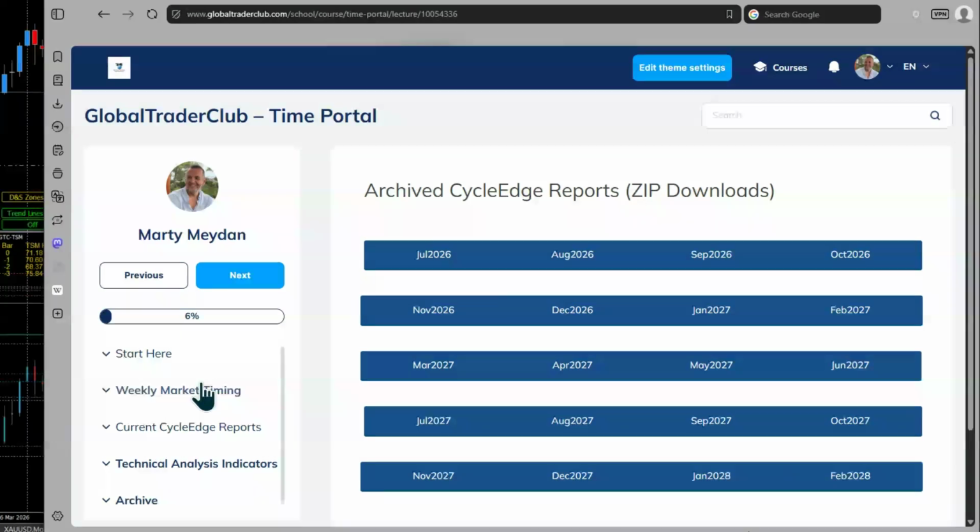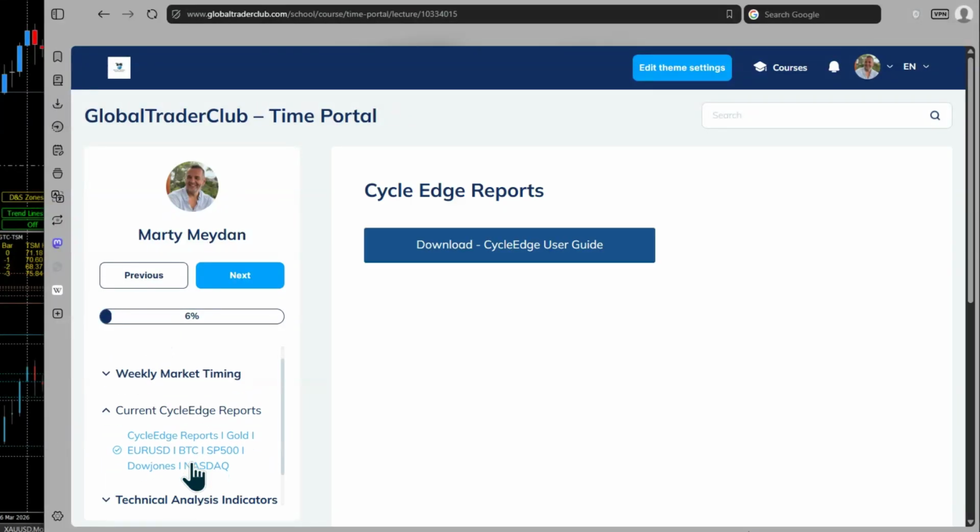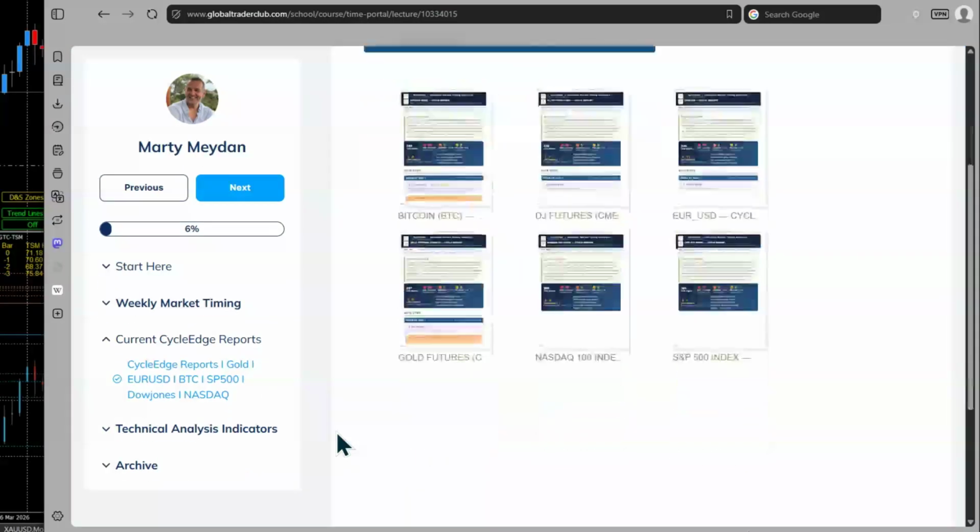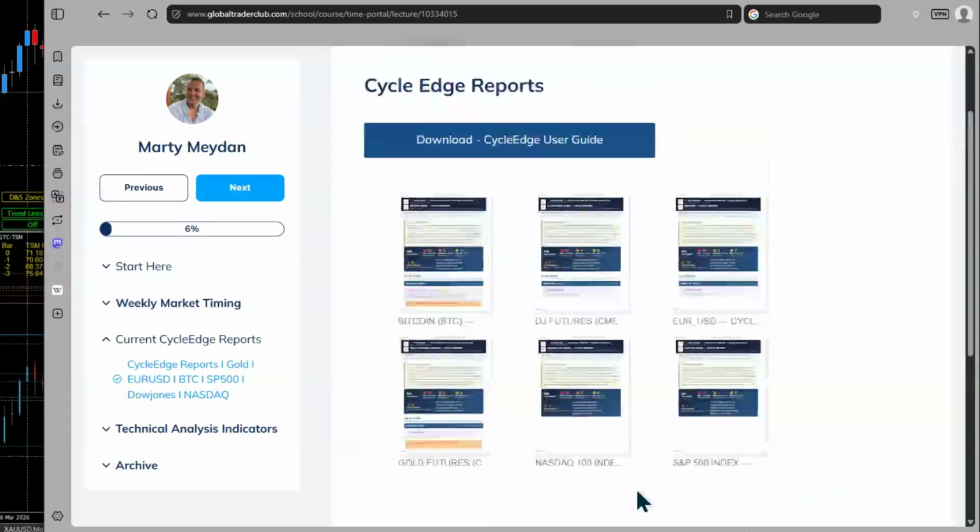But other than that, cycle edge reports are only going to be gold, euro, dollar, Bitcoin, S&P 500, NASDAQ, and Dow Jones. And I've put here a cycle edge user guide. Just click it, download it. It'll help you understand what's going on here, but it's really, really easy. Watch the videos I do daily, and then you'll understand what's going on.